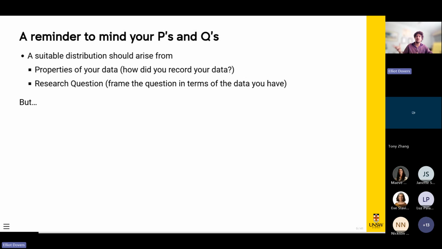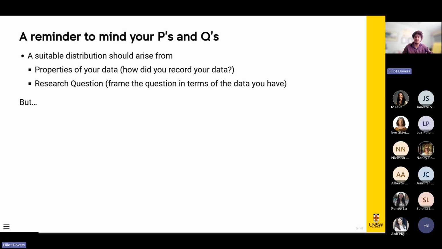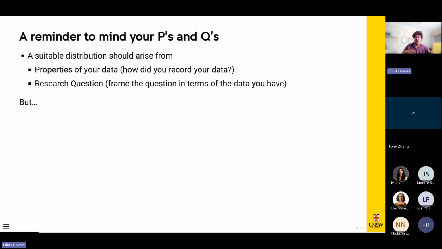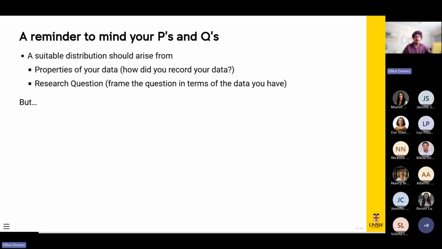So how do we decide on what's an appropriate distribution we're going to use, or even more broadly, appropriate analysis model for our event data? If you've ever attended another Stat Central seminar or perhaps one of the short courses, you might have heard us talking about a reminder to mind your P's and Q's. I think that's a great starting point. A suitable analysis approach, and indeed in this case in GLMs, the distribution should arise from your P's, properties of your data. So, how did you record your data? What are the true properties of your data that you're looking at? But also your research question, obviously hugely important.